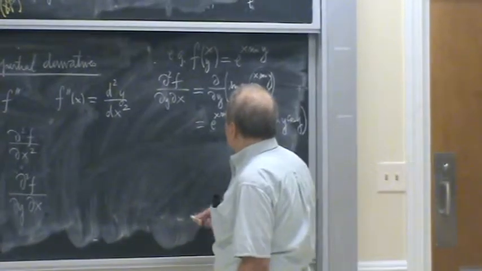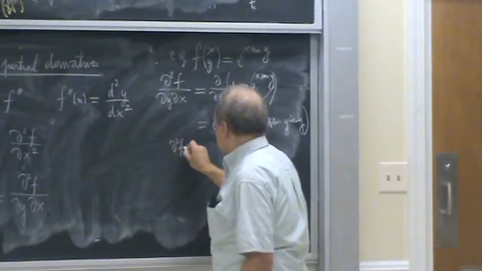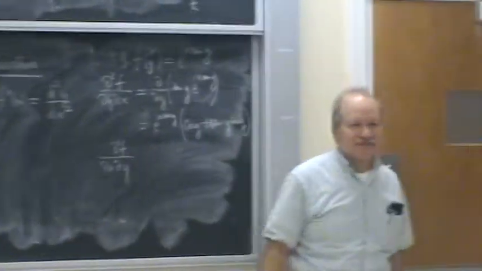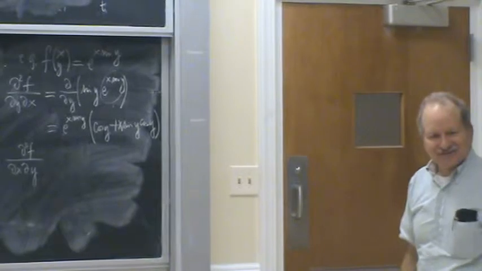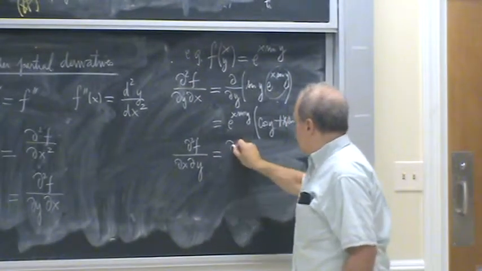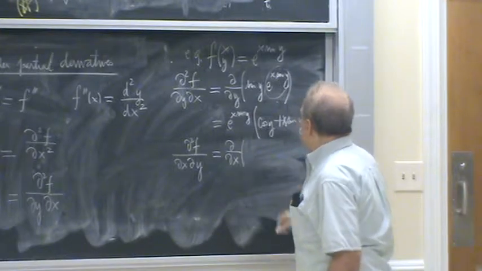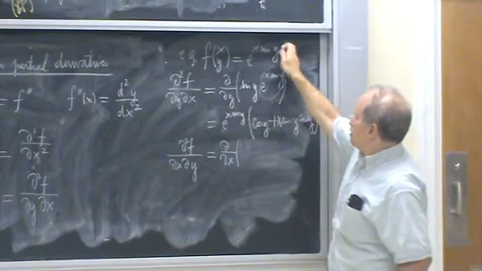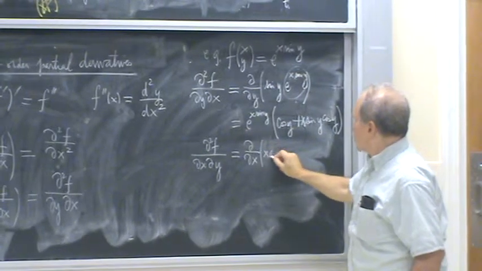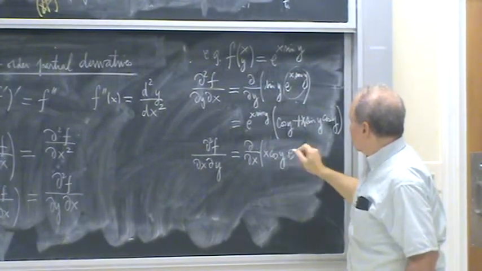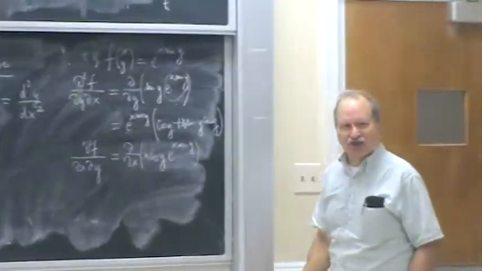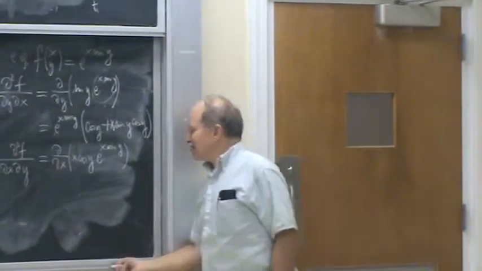Now, maybe you're dyslexic, nothing personal, and you decided you'd rather do it the other way. It's a different thing entirely. So now I want to start with the y partial. What's the y partial of this? x cosine y times e to the x sine y. Now take the x partial of that. Wonderful.